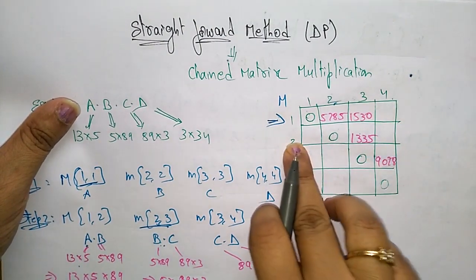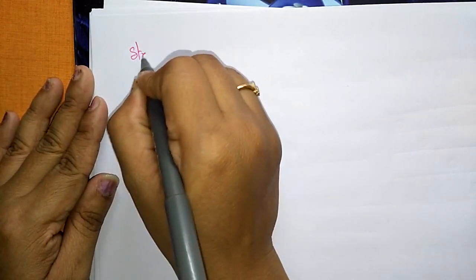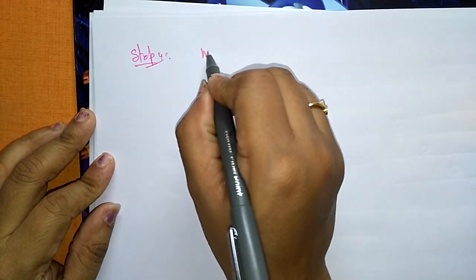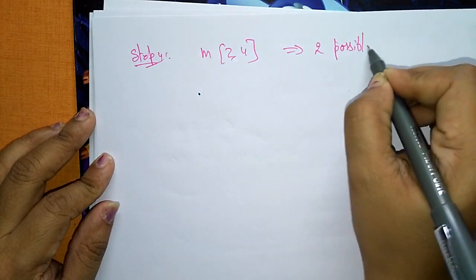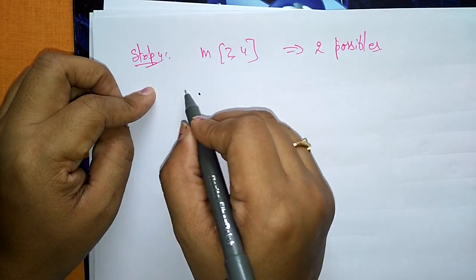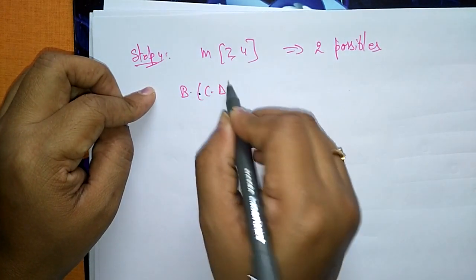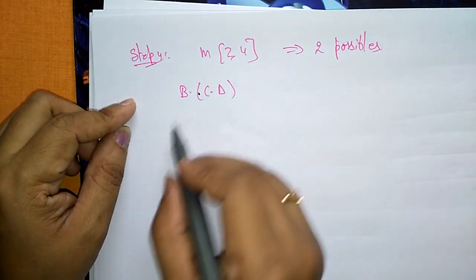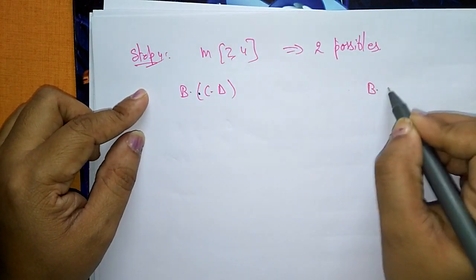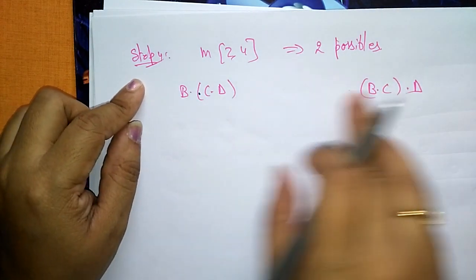Now I have to find out M of 2, 4. So let me take that next step. Step 4. In step 4, I have to find out M of 2, 4. For this also two possible multiplications are there. 2, 4 means B dot C dot D. Here one multiplication is over. Now I am doing the two multiplications, B dot C dot D, or else B dot C dot D. You can multiply like this or this.